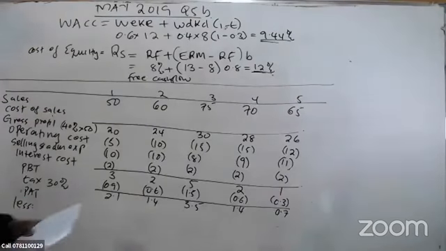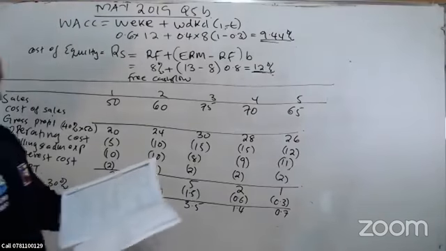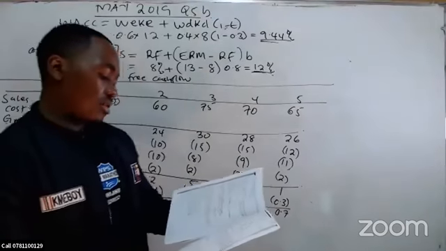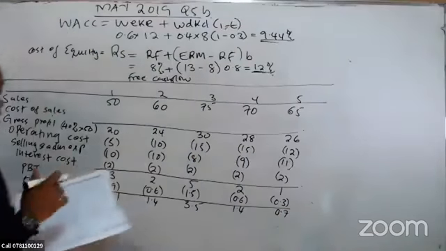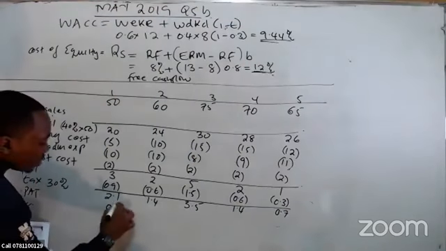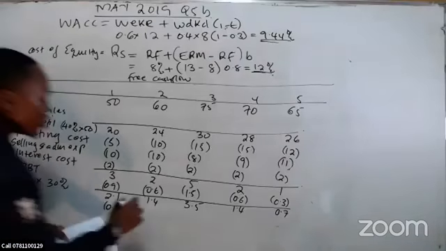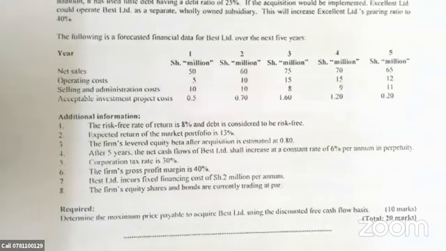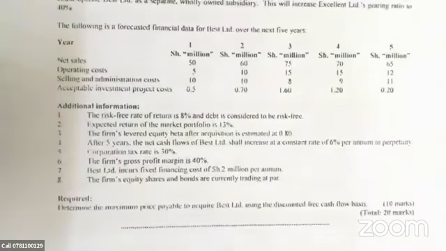Again, we pay the tax. Now you can invest. So you are given the acceptable investment project cost. For year 1, the amount we can invest is 0.5. The second year, we can invest 0.7. The third year, we invest 1.6, 1.2, and lastly, we can invest 0.2.